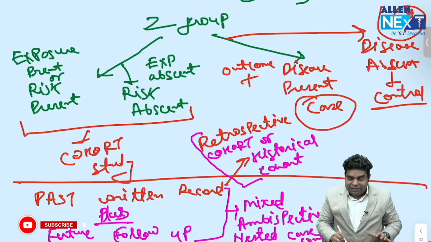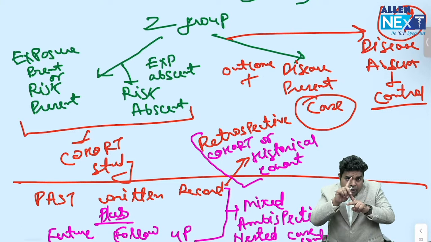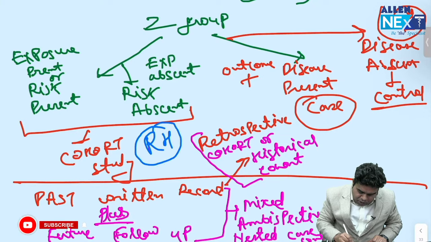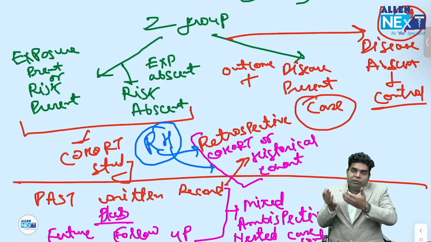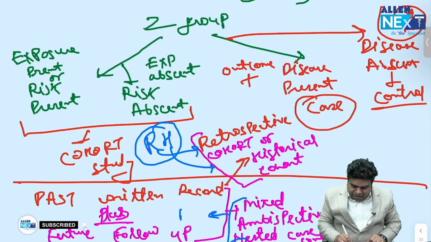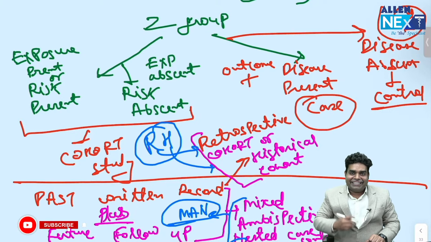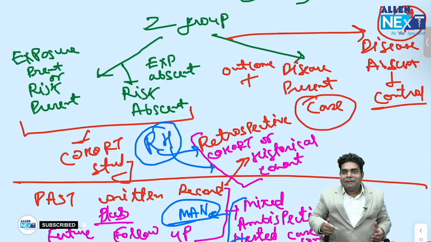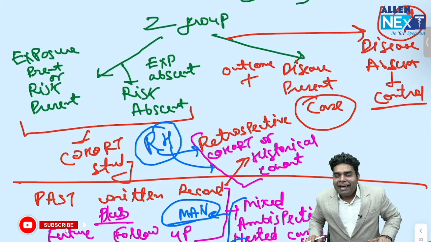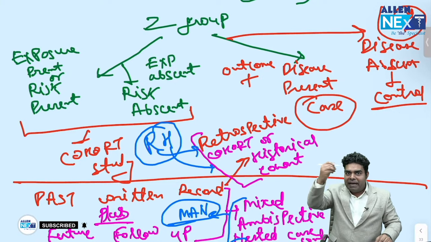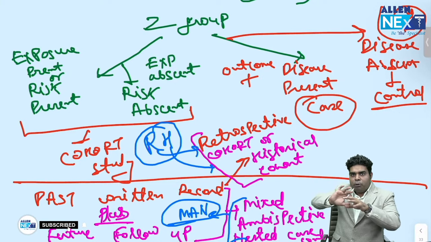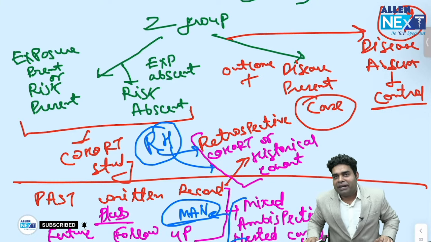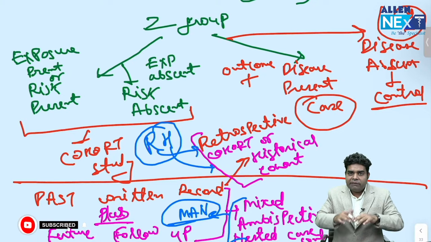So do remember, these are two other types of cohort study. To remember them separately, you can use the mnemonic RH positive man. RH stands for retrospective and historical. In RH, we go backward. And man, you know, man can go in both directions. Man can have mixed things. MAN is the short form for mixed, ambispective, nested case control. So man goes in both directions, because men are like dogs, as some people say. And RH is the past data. So retrospective and historical is only when a past written record is given. If both are given, man will be there.